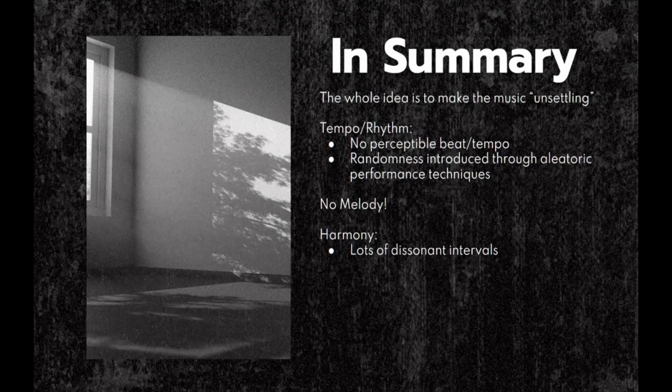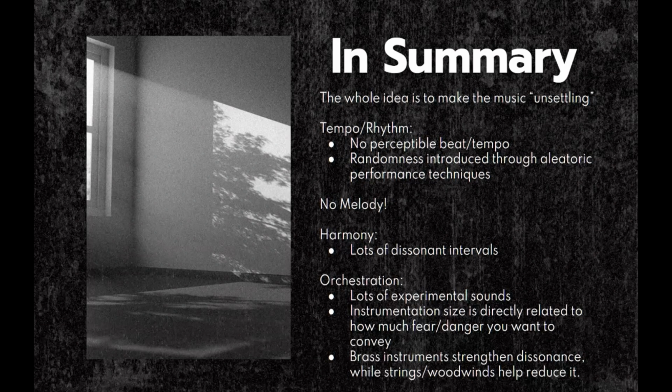And this can be achieved by starting with a bass line first and then just adding dissonant intervals like the minor second and tritone to help create random chords above it. You can also use strategies like set theory to great effect. Finally, orchestration in this kind of music frequently makes use of experimental sounds and playing techniques, while sticking to two primary guidelines. Your instrumentation size should be directly related to the amount of danger or fear that you want to convey, and brass instruments will accentuate dissonance in your music, while woodwinds and strings will have a softer impact.